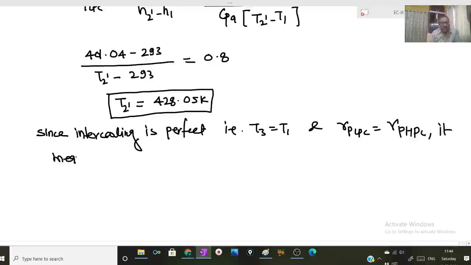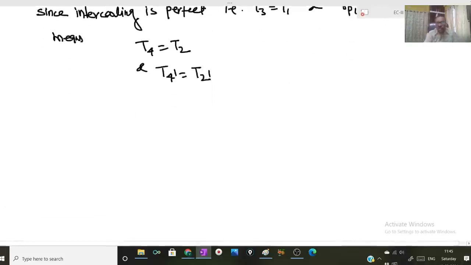It means T4 will be equal to T2 and T4 dash will be equal to T2 dash. Even if you want to calculate, you can calculate, but you will get the same value. But just by using the concept, I am saving the time of solving this problem. So I could get T2 dash, I could get T4 dash.